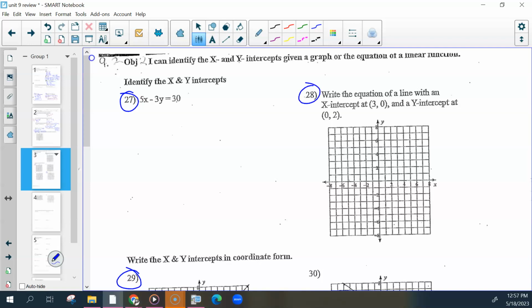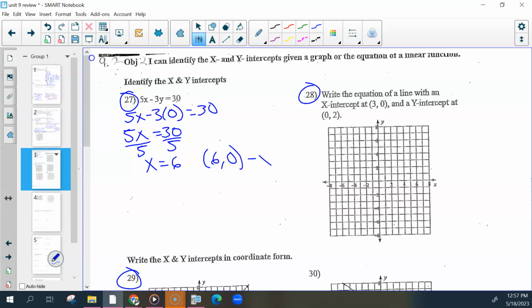Alright, so 27, you are solving these for x or y intercepts, putting 0 in for whatever you're not solving for. So if I said I'm looking for the x-intercept, I'm putting 0 in for y. And then I'm going to start to solve. This is going to become 0, so I don't need to bring it down. I know it's going to disappear. I can move on to the next step and divide everything by half. Then I can use that and write it as an ordered pair. My x value is 6. I put 0 in for y, so that would be my y value.